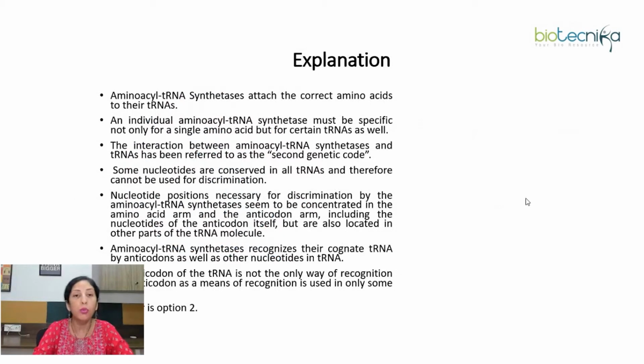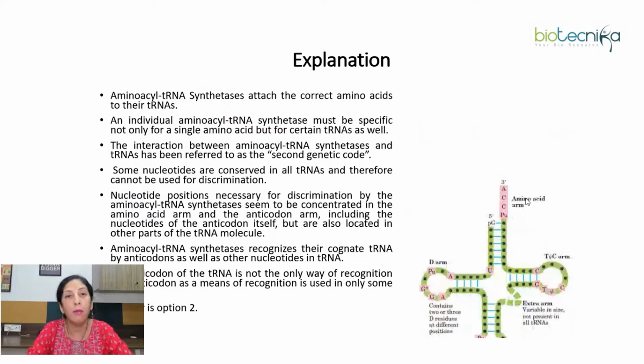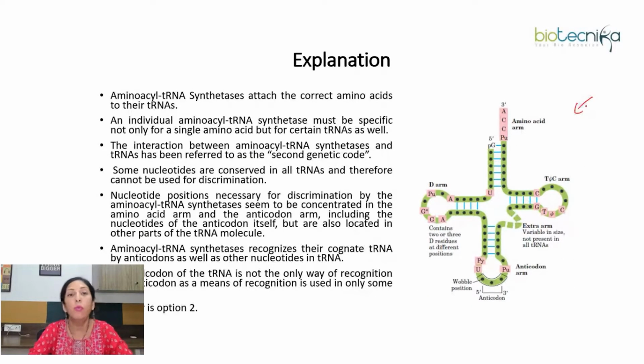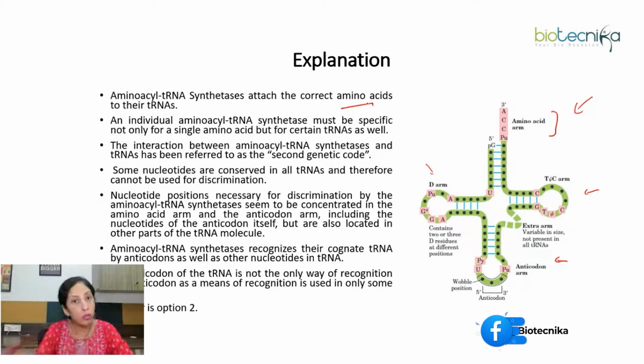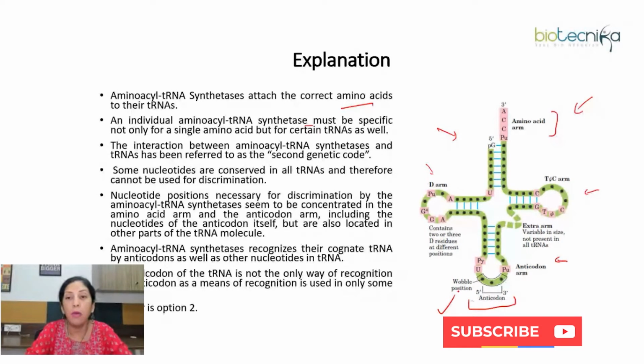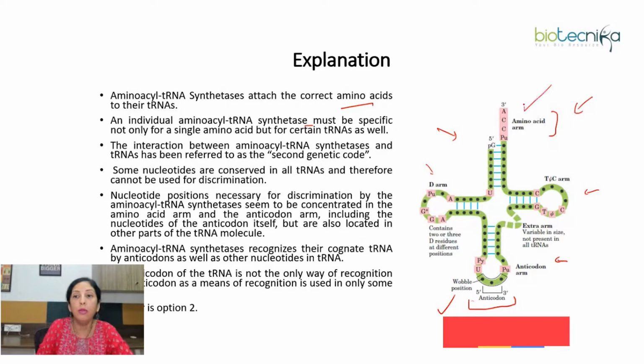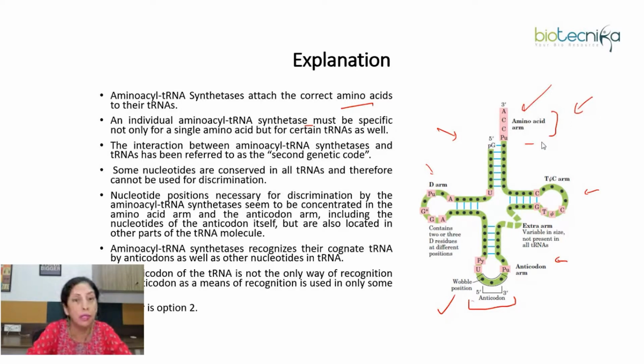For that, let me show you this slide with the explanation and the diagram of tRNA. If you know about the clover leaf-like structure of tRNA, tRNA has an amino acid arm, then a T arm, then the anticodon arm, and the dihydrouridine arm, the D arm. Aminoacyl tRNA synthetases attach the correct amino acid to their tRNA. An individual aminoacyl tRNA synthetase must be specific not only for a single amino acid but for certain tRNAs as well. You might think about how the aminoacyl synthetase is able to attach the right amino acid to the tRNA, and most students know that the anticodon loop has a role in it. However, let me tell you that except for the stem, this amino acid arm is very important. This is going to determine which amino acid will be attached to the tRNA.